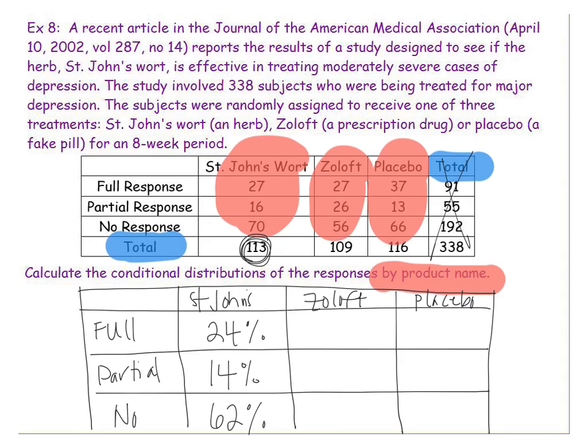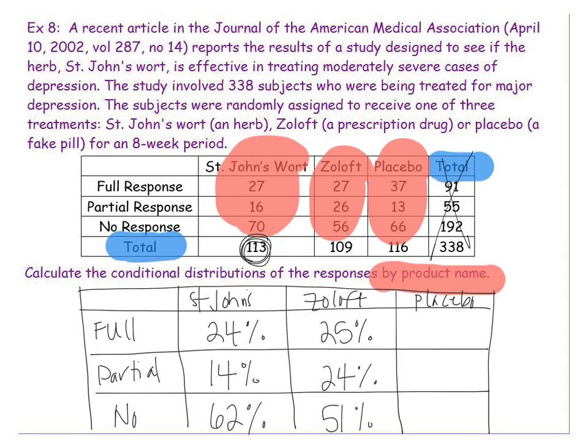We're going to do the same thing with Zoloft. 27, 26, and 56. We're going to divide each one of those by 109. So 27 divided by 109 times 100 gives me 25%. 26 divided by 109 times 100 gives me 24%. And 56 divided by 109 times 100 gives me 51%.